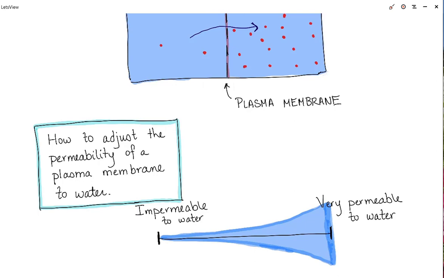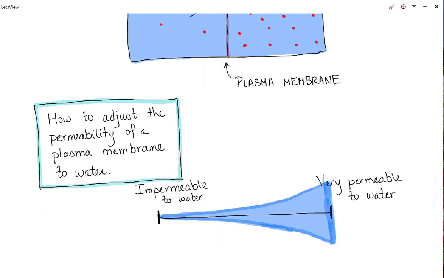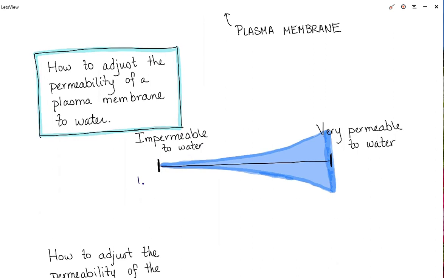So if I want to make a membrane relatively impermeable to water, then I am going to pack the plasma membrane with cholesterol. By adding cholesterol, I reduce the gaps in between the phospholipids and thus make it more difficult for a water molecule to play Frogger across that plasma membrane and make it to the other side.